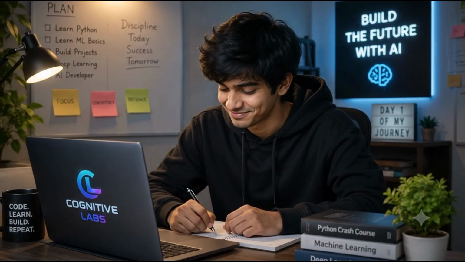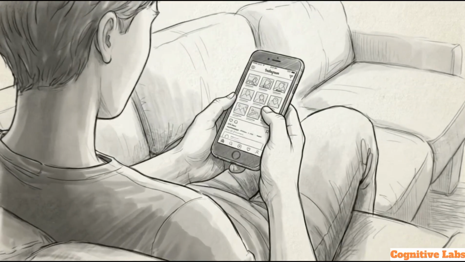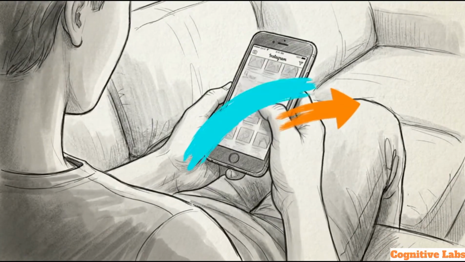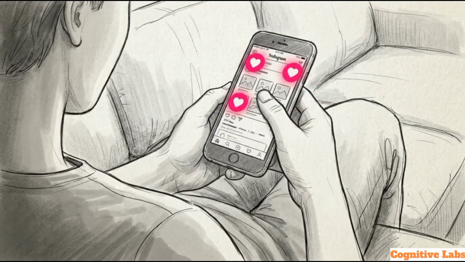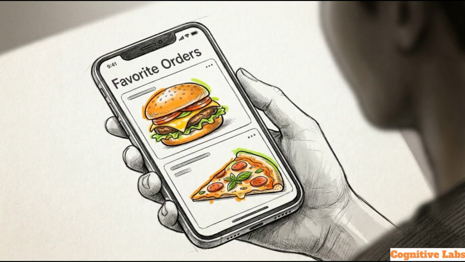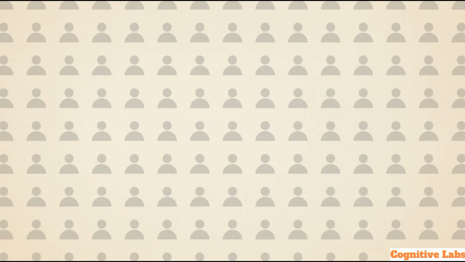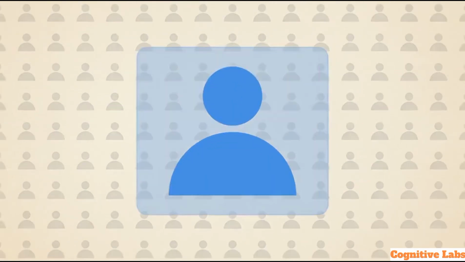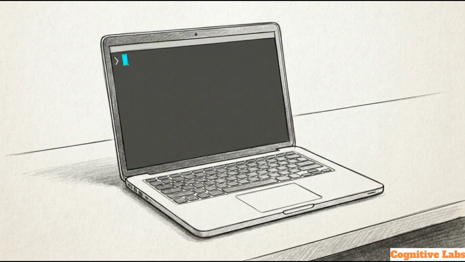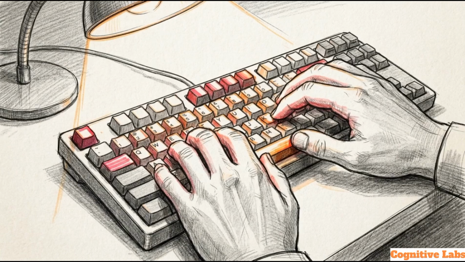ఇక స్టార్ట్ చేద్దామా? Think about what happens when you open up an app like Instagram or Swiggy. You don't have to retype your username or re-enter your favorite orders every single time. The app just remembers you, instantly recalling your exact profile out of millions. Computers don't have some natural intuition to know who you are. That memory is something a programmer actively builds.